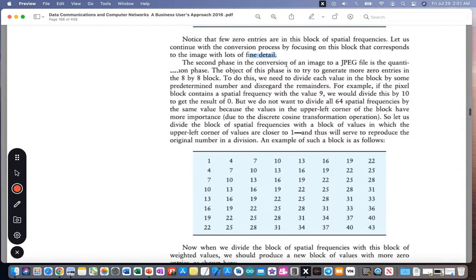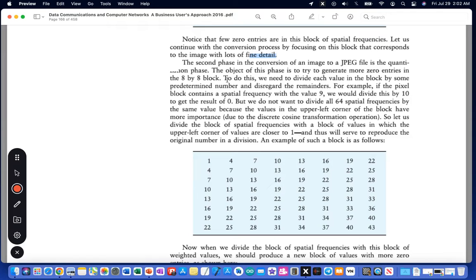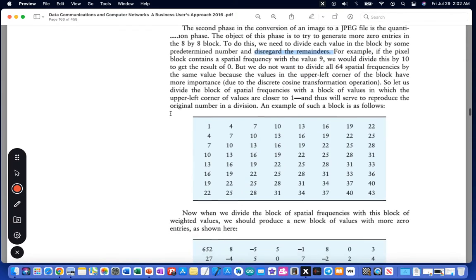The second phase in the conversion of an image to a JPEG file is the quantization phase. The object of this phase is to try to generate more zero entries in the 8x8 block. To do this, we need to divide each value in the block by the same predetermined number and disregard the remainders. This means we will lose something.